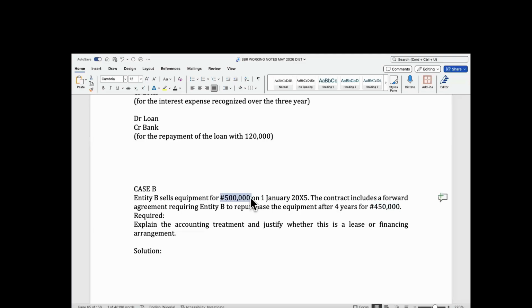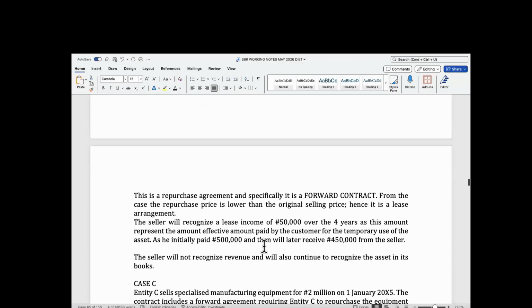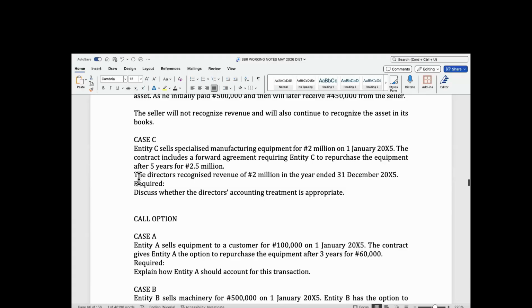You recognize a lease income, but you won't recognize it just in year one, but over the period of the lease, in this case, over 4 years. So we solved this one also last week. We're going to recognize 50K over 4 years. Then scenario C was when I discharged you guys because I was asking you a question and I saw that nobody could follow. I said, okay, let's continue.